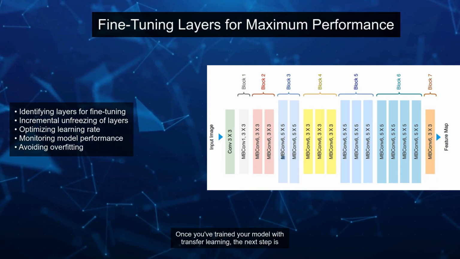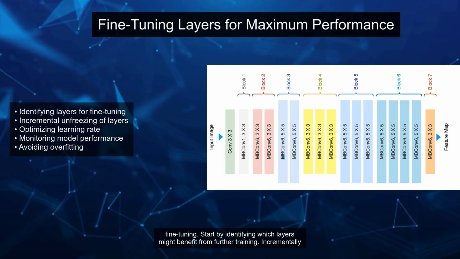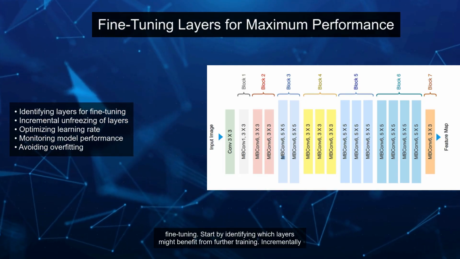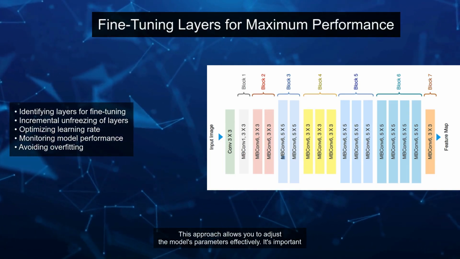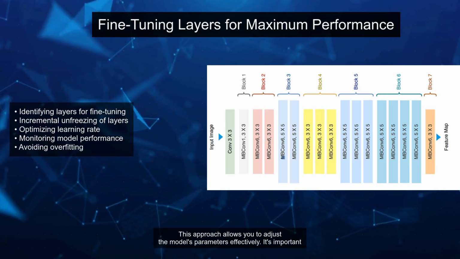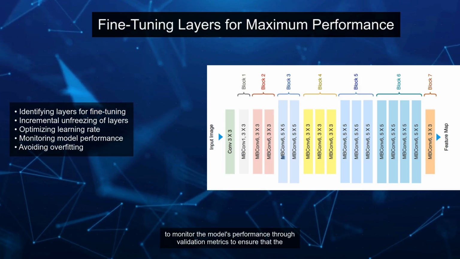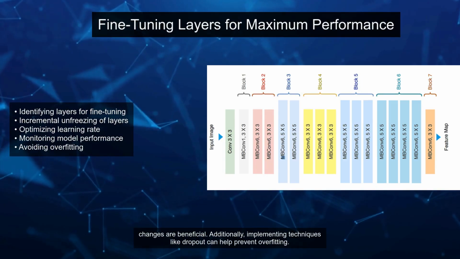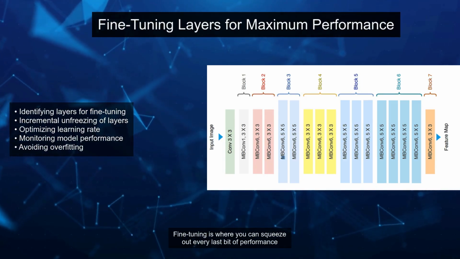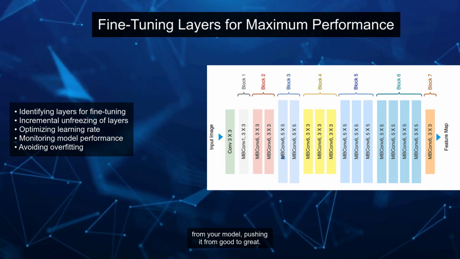Once you've trained your model with transfer learning, the next step is fine-tuning. Start by identifying which layers might benefit from further training. Incrementally unfreeze layers and gradually lower the learning rate to fine-tune the model. This approach allows you to adjust the model's parameters effectively. It's important to monitor the model's performance through validation metrics to ensure that the changes are beneficial. Additionally, implementing techniques like dropout can help prevent overfitting. Fine-tuning is where you can squeeze out every last bit of performance from your model, pushing it from good to great.